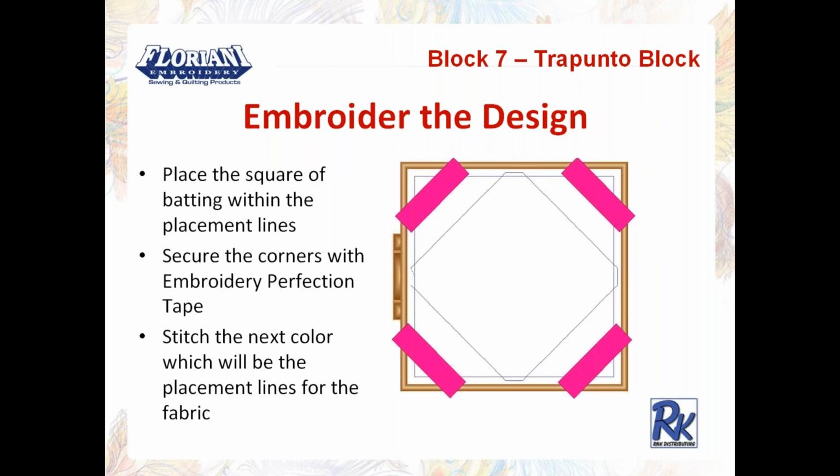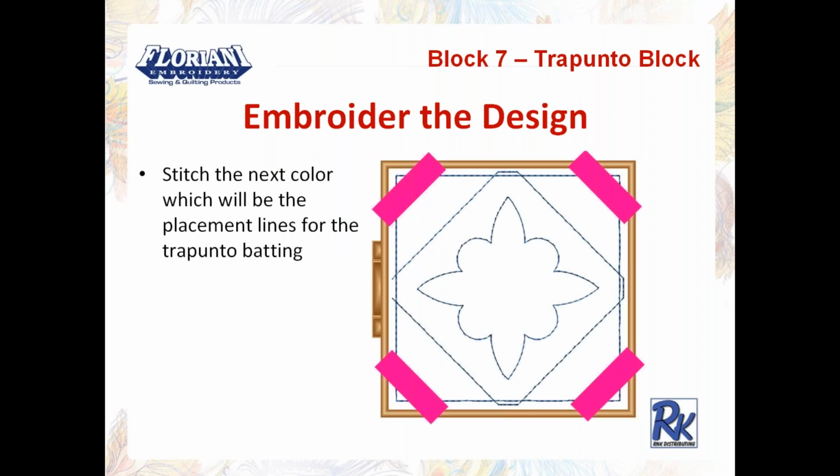Place the square of batting within the placement lines and then secure the corners of it with embroidery perfection tape. Make sure you get good in the corners because you don't want to stitch over the tape. Go ahead and stitch the next color, which will be the placement line for the fabric. Next, you want to stitch the next color, which is going to be the placement lines for the Trapunto batting. So that's going to be our flower outline that you see there.